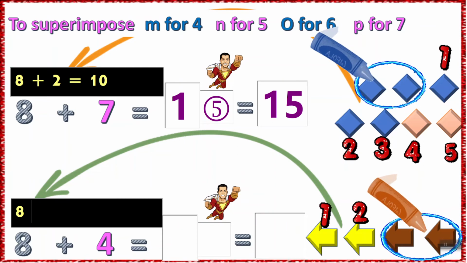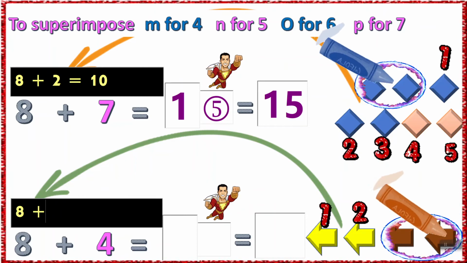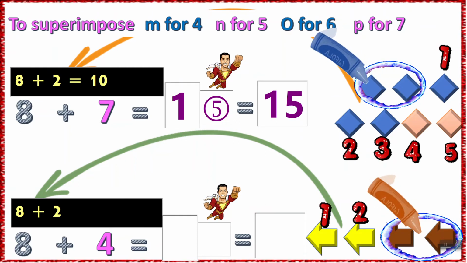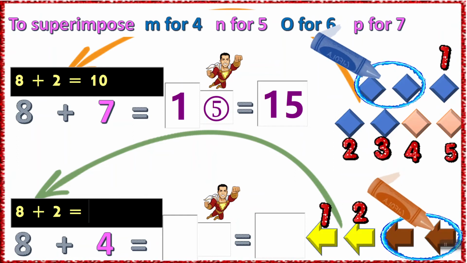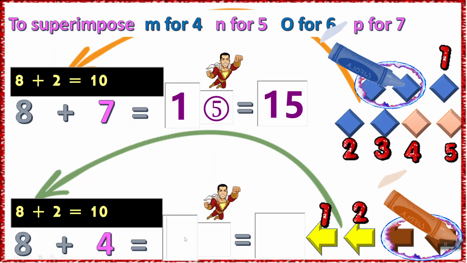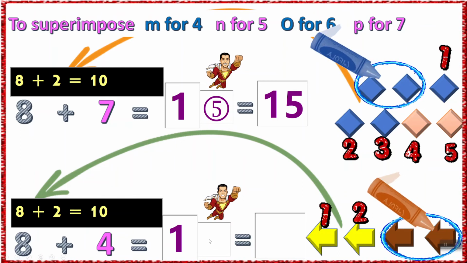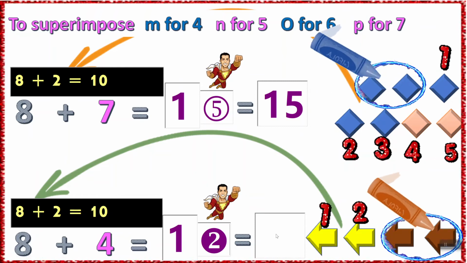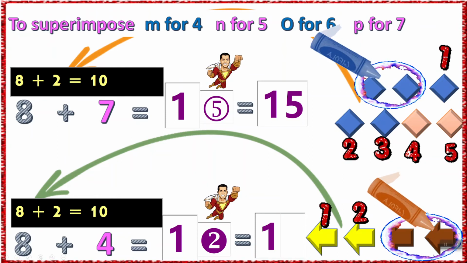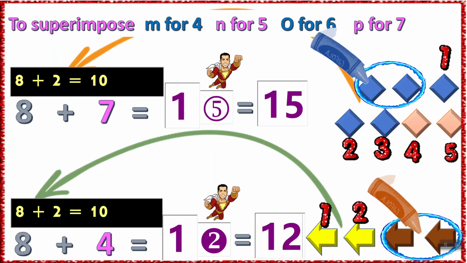8 plus 2 equals 10. All right, so let's go. So here we have 1 first, and we're going to write 2. Okay, and then we have the total of 12. Okay, so let's go to the next page.